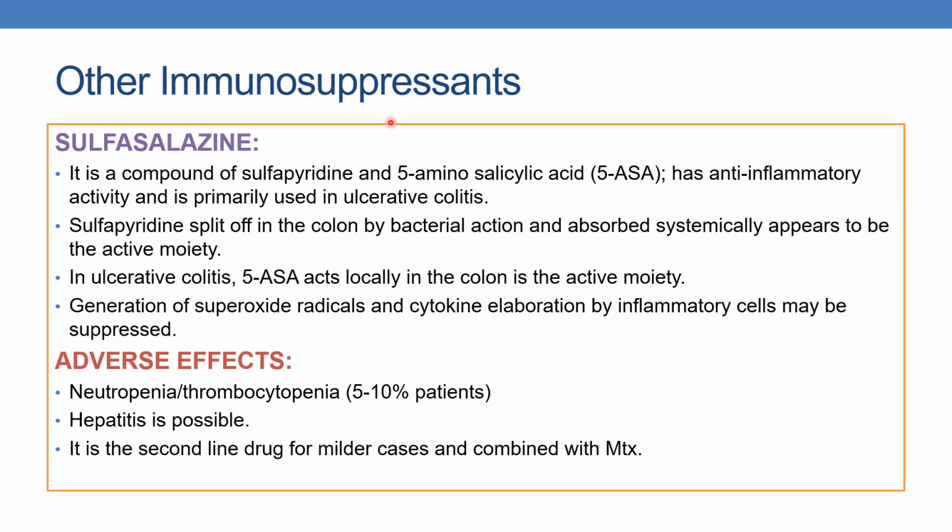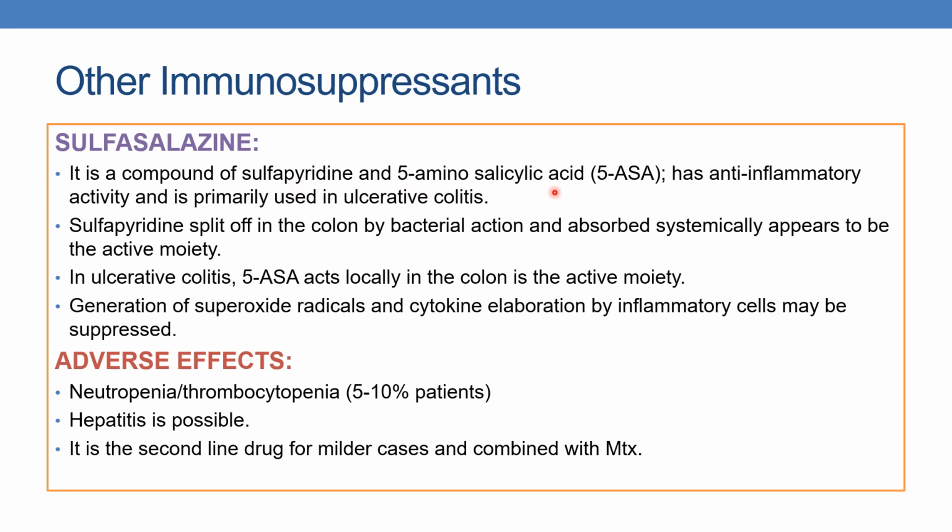Now coming to other immunosuppressants. Previously we have discussed immunomodulators. Now we will discuss other immunosuppressants. The first drug is sulfasalazine. It is a combination of sulfapyridine plus 5-amino-salicylic acid.